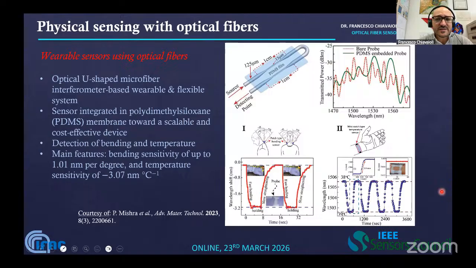Another interesting example in physical sensing is the possibility of developing wearable devices using optical fiber. In this case, fiber tapers are integrated into a PDMS membrane matrix to effectively monitor the movement of the body, and this is translated into a physical signal related to bending and change of temperature.